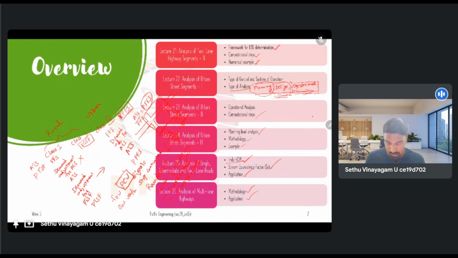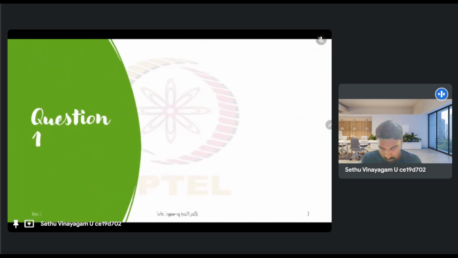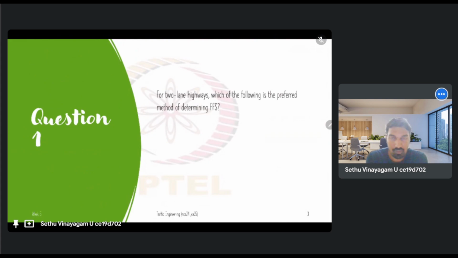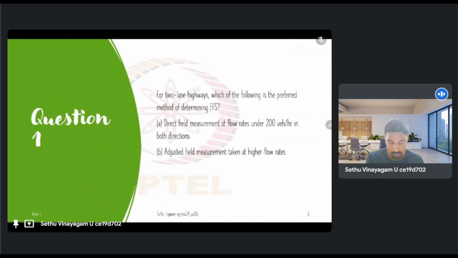Okay. So now let's look at some questions related to these concepts in this particular week. The first question is, for two-lane highways, which of the following is the preferred method of determining the FFS, or the free flow speed? The options are: A, direct field measurement at flow rates under 200 vehicles per hour in both directions. Option B is adjusted field measurement taken at higher flow rates. And option C is estimating the free flow speed indirectly from the base free flow speed, or the BFFS.